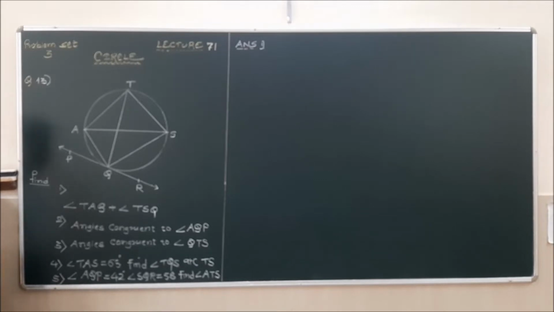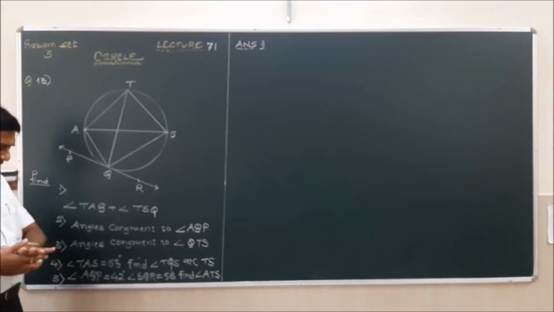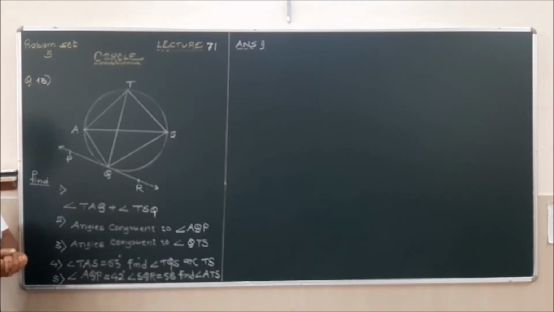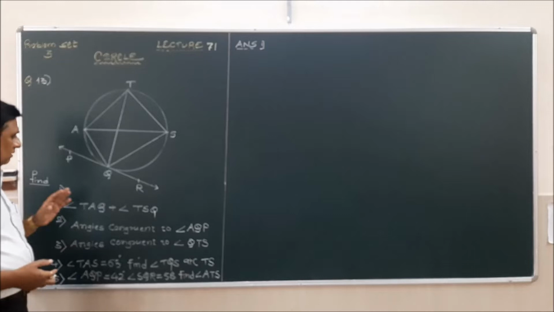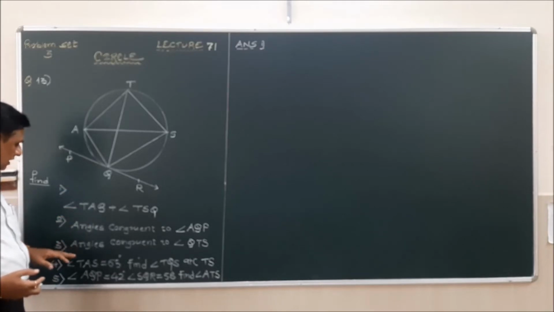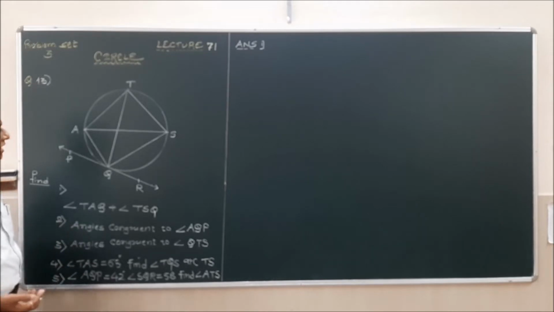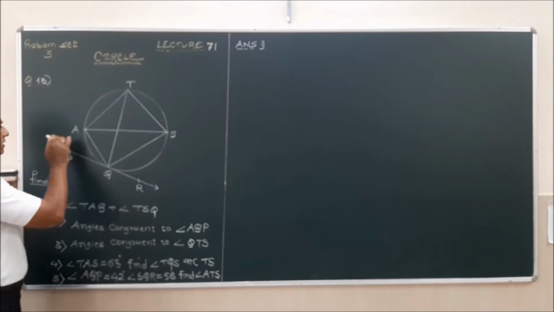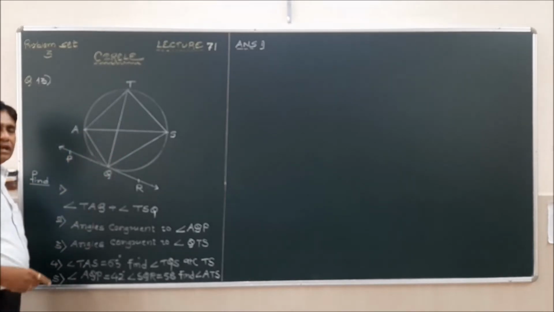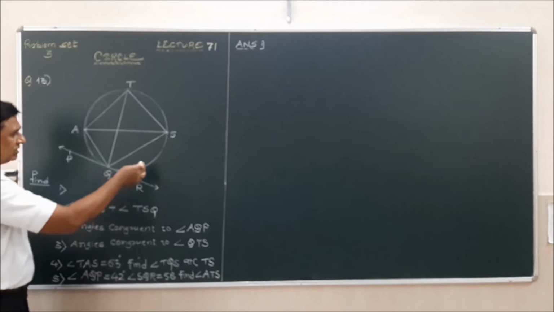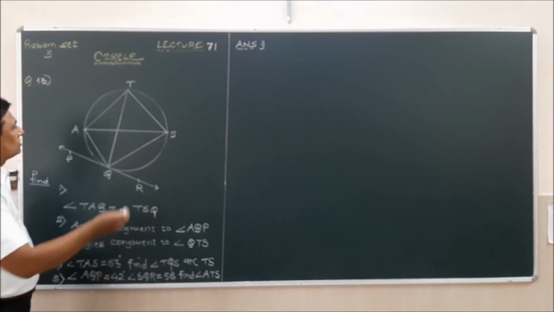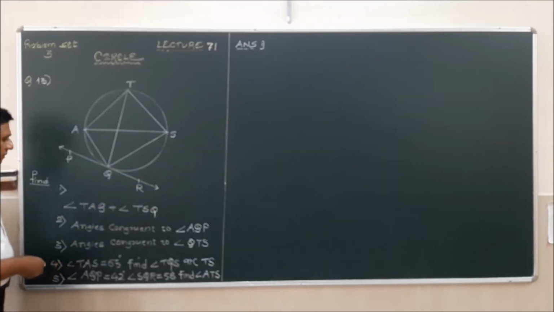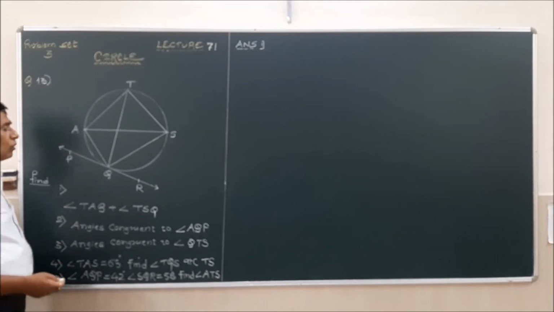Now there are 5 questions based on this figure, and I would say it's a very typical question for 4 marks. Because 1, 2, 3, 4, 5. If any one of these questions can be dropped, this question can be there for 4 marks. Only I would like to explain at the beginning that AS is not a diameter at all. Point S is somewhere here. Okay, so this is a figure, and on the basis of this figure we have to answer the following things.